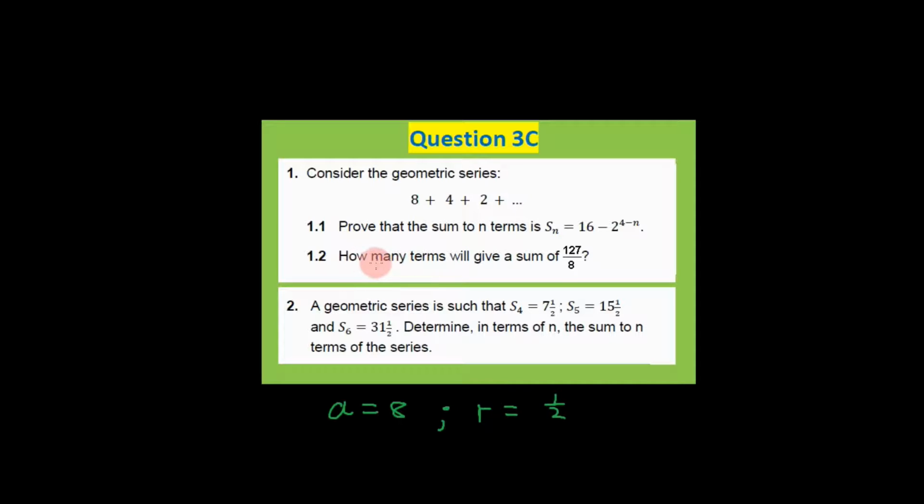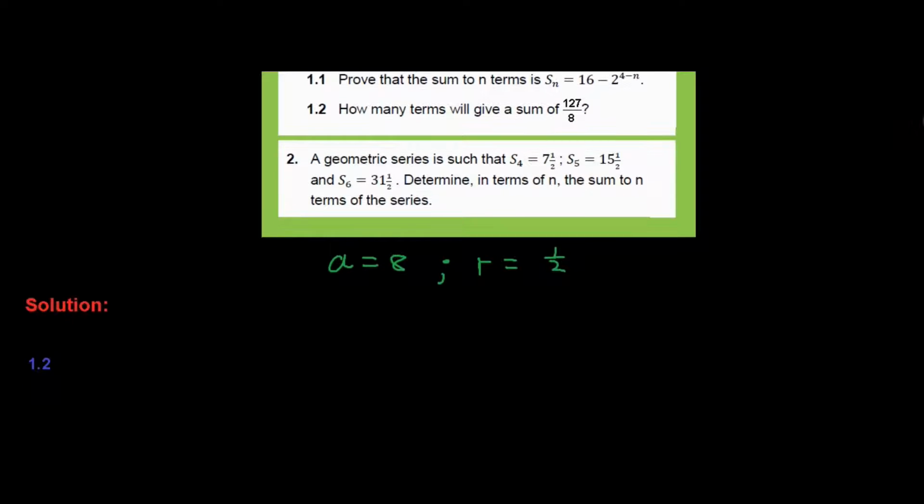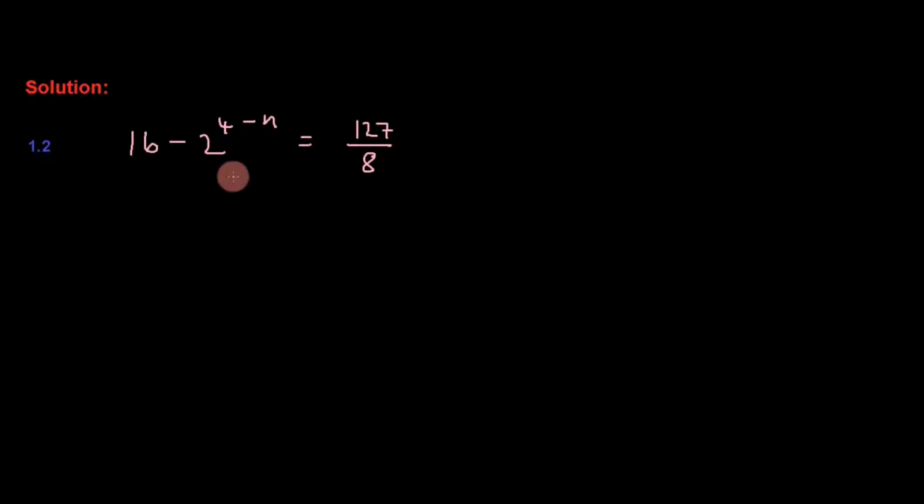Let's look at 1.2. It says how many terms will give a sum of 127 over 8. So S sub n equals 16 minus 2 to the 4 minus n. This equation is the general sum. And we just make S sub n equal to 127 over 8. So 16 minus 2 to the 4 minus n is 127 over 8. And we need to solve for n.